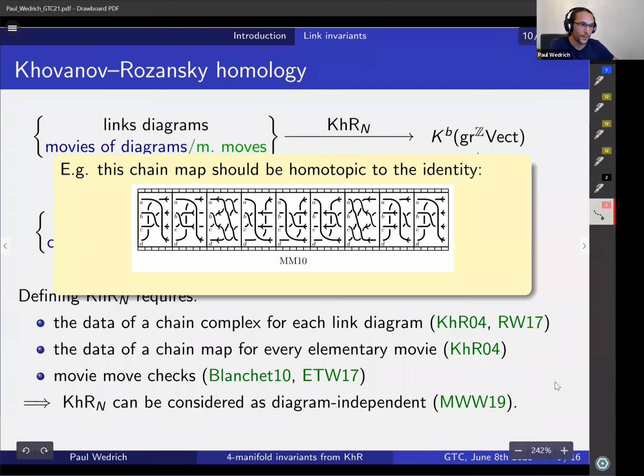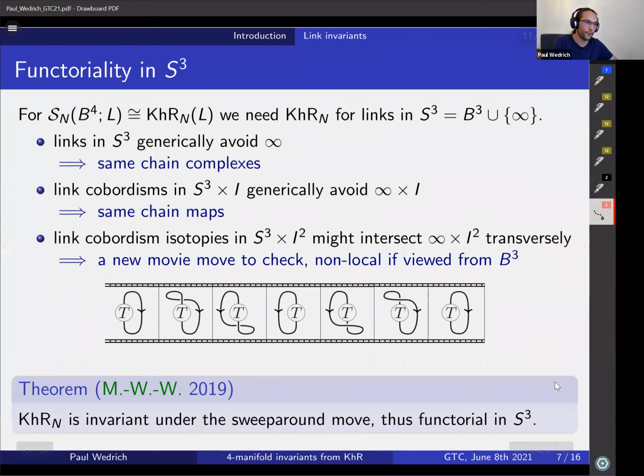Why am I recalling this? Well, because if you want a 4-manifold invariant such that if you take the invariant of the 4-ball with a link in the boundary, you recover Khovanov-Rozansky homology of the link, then it better be true that this Khovanov-Rozansky homology is an invariant for links in the 3-sphere, not just the 3-ball. Okay, so that sounds like a minor issue, but it's actually quite important. And to see the difference, let's go through the 3 stages of defining the link homology and see if they make sense for S3 rather than B3.